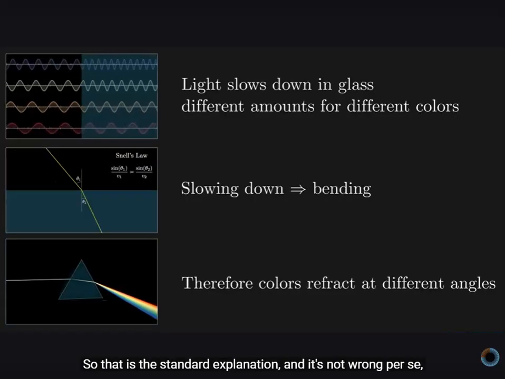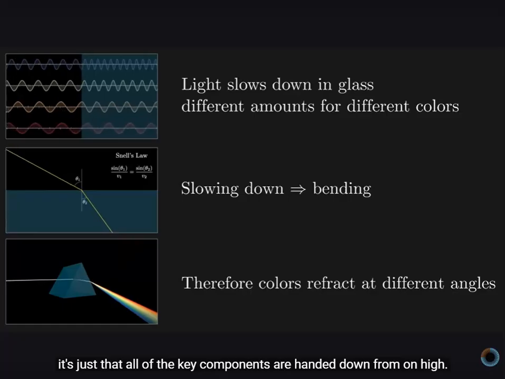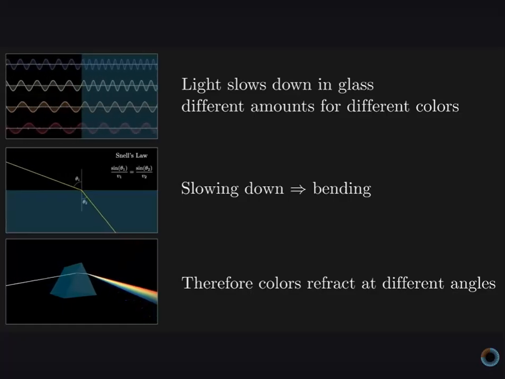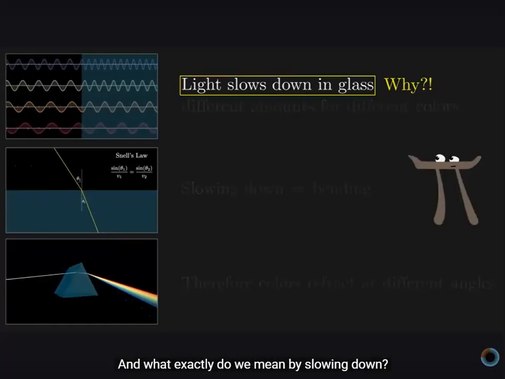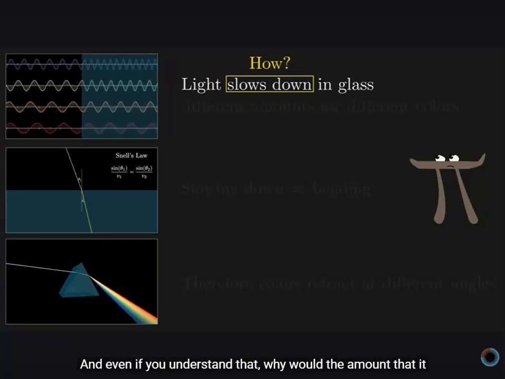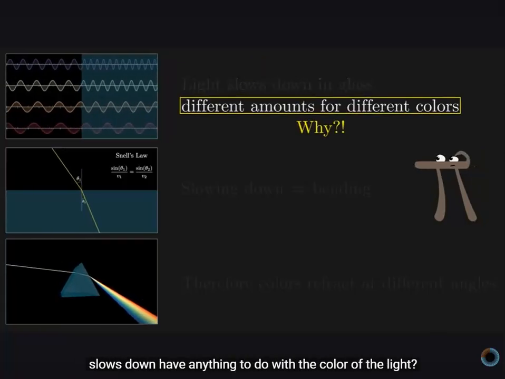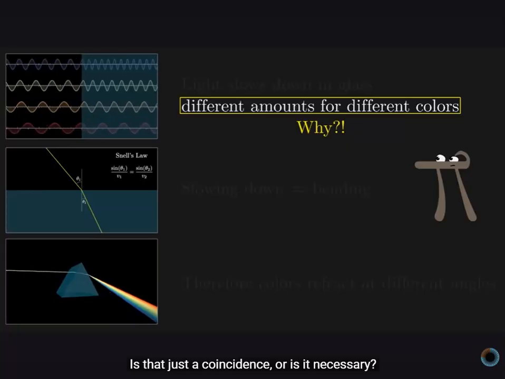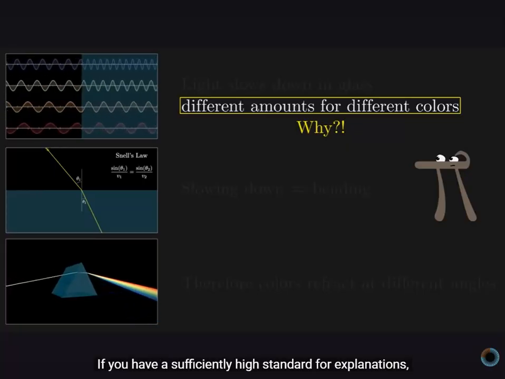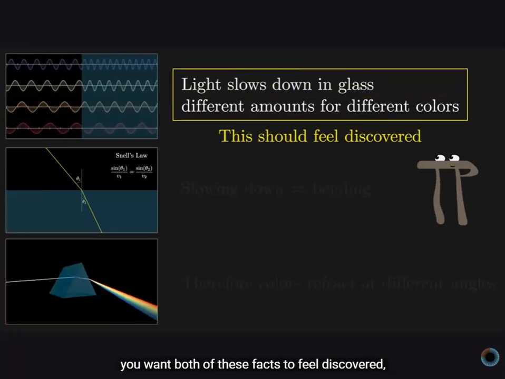So that is the standard explanation, and it's not wrong per se, it's just that all of the key components are handed down from on high. Like, why would light slow down like this? And what exactly do we mean by slowing down? And even if you understand that, why would the amount that it slows down have anything to do with the color of the light? Is that just a coincidence, or is it necessary? If you have a sufficiently high standard for explanations, you want both of these facts to feel discovered.